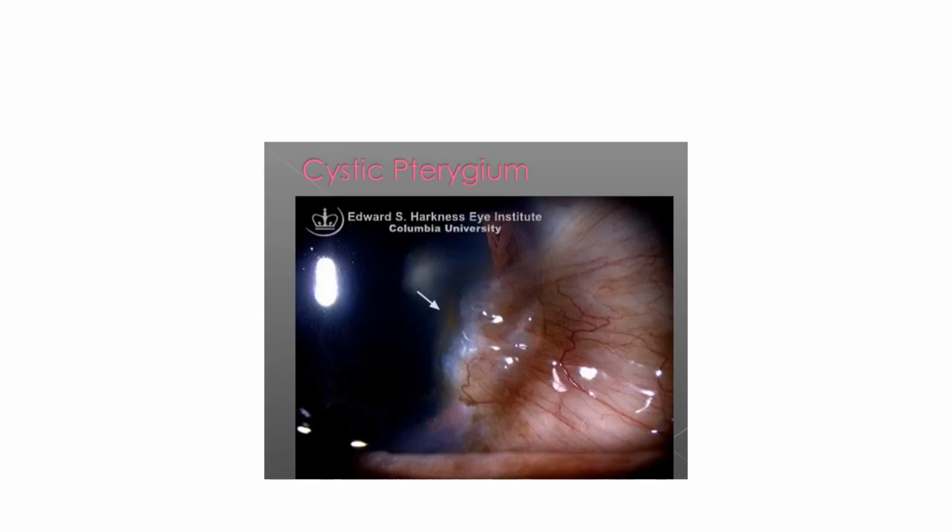So this picture showing here is a case of cystic pterygium. You can see the fibrovascular tissue proliferation of the conjunctiva onto the cornea, and at the apex there will be some cystic swelling. So this is a case of a cystic pterygium, which is a degenerative cause of the limbal swelling.